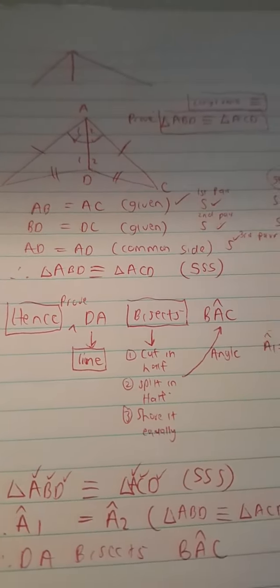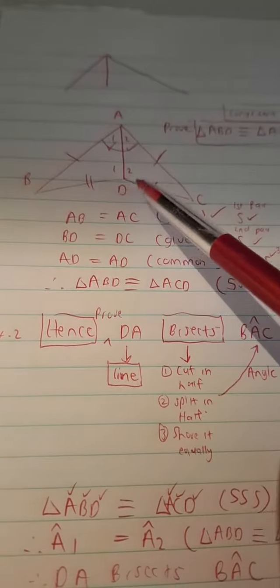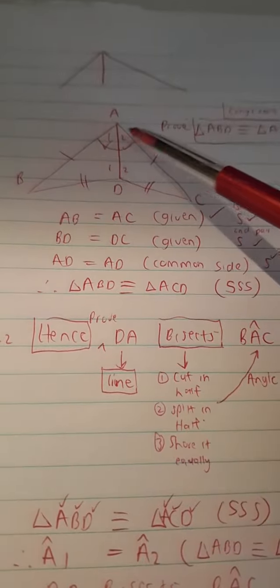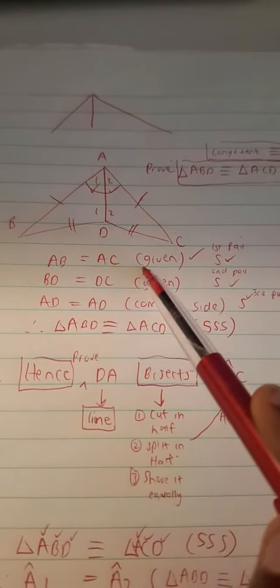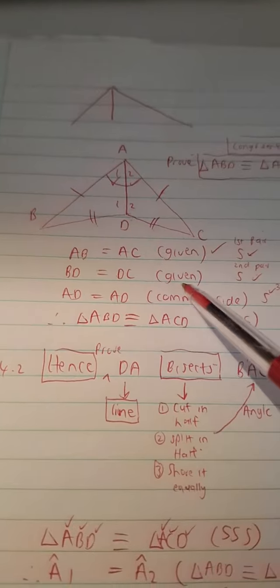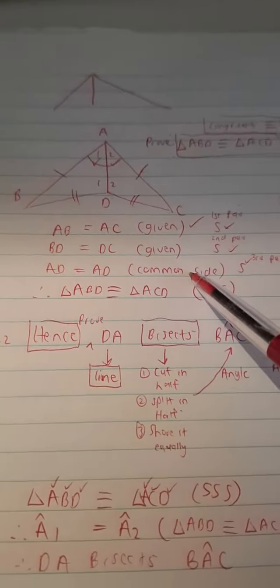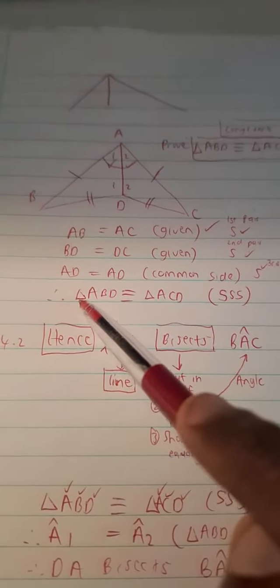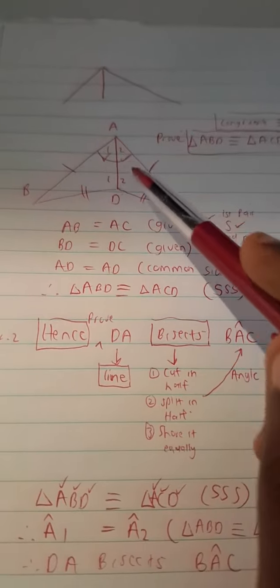Okay. Now, because of having proven that triangle ABD is congruent to triangle ACD, this is how we went about it. We said AB is equal to AC. We said it's given. Then we said BD is equal to DC. We said it's given. And then we said AD is equal to AD, the common side. Then we concluded triangle ABD is congruent to triangle ACD.